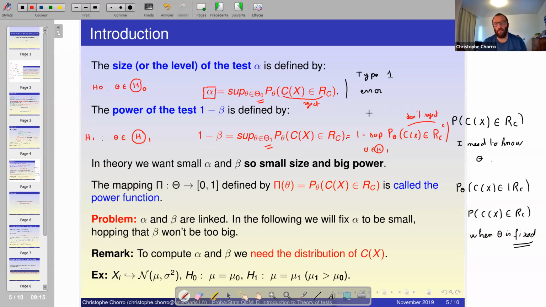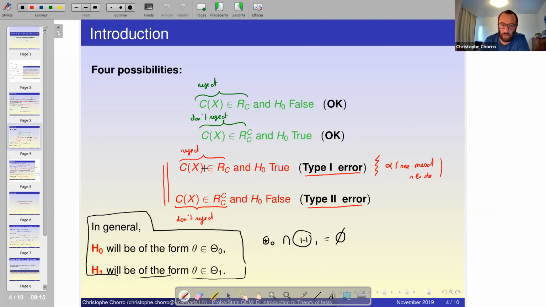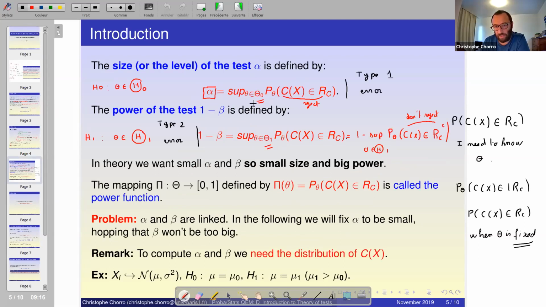And so in practice, this quantity is related to the type 2 error. The type 1 error I make is in the bad situation, the one where I reject when I know that H0 is true. That is something in relation with alpha. I know that H0 is true because theta belongs to theta 0, and I am interested in the probability to reject in this situation. And I consider the supremum of all these probabilities.